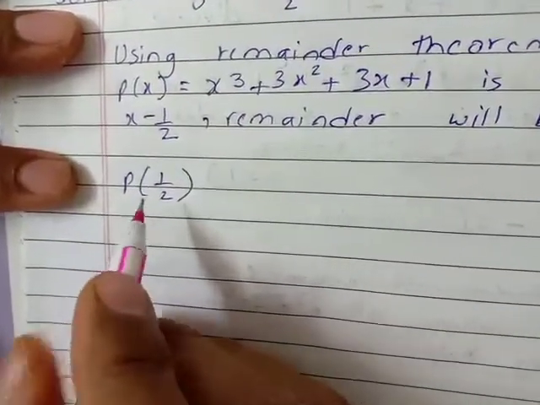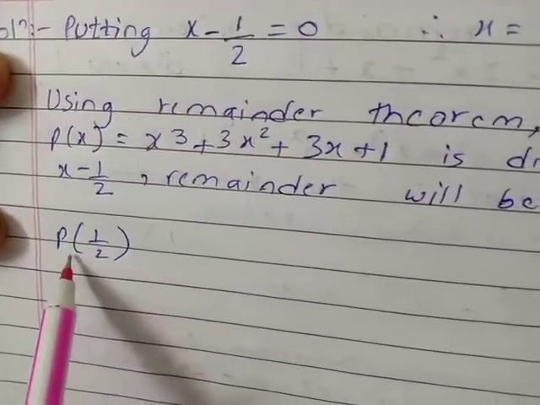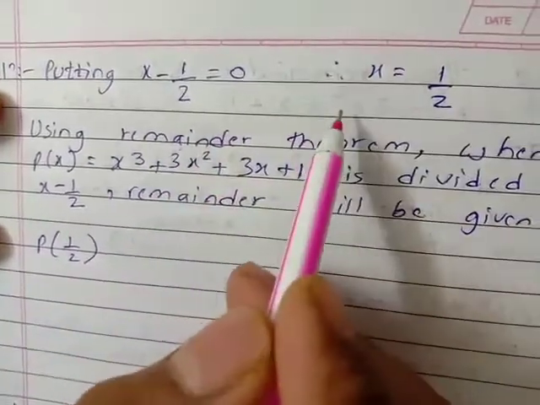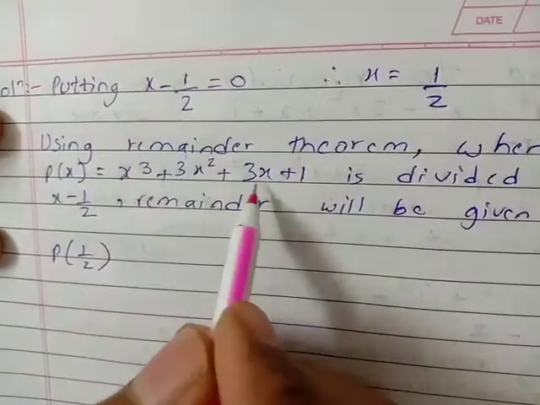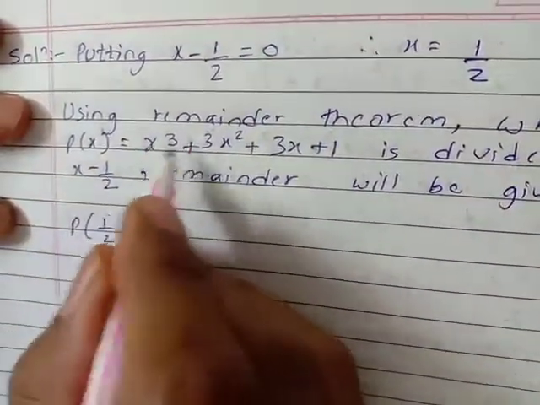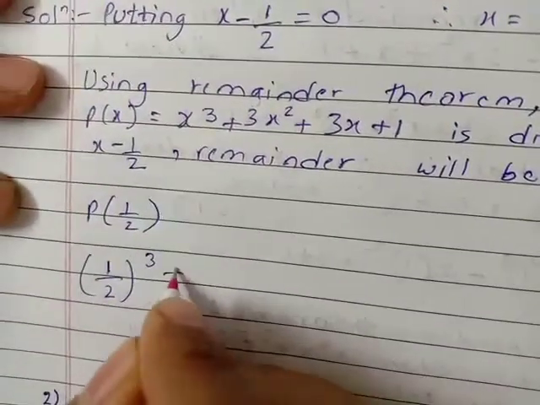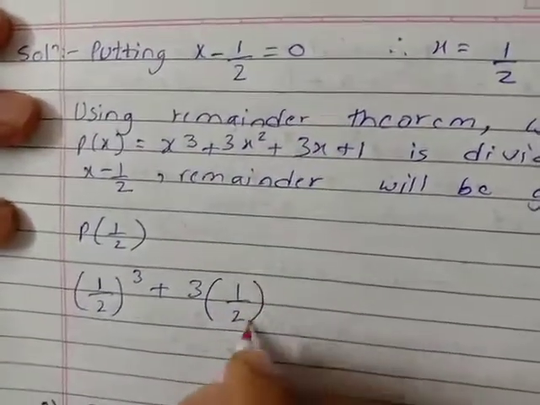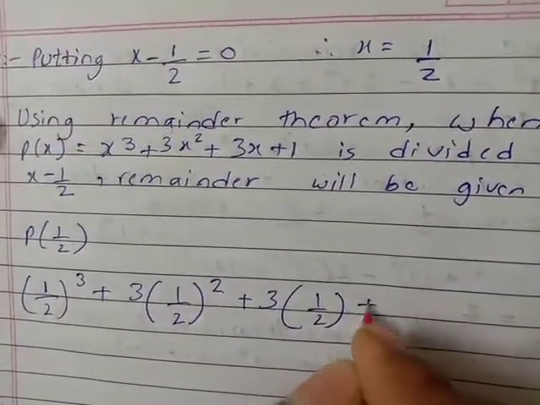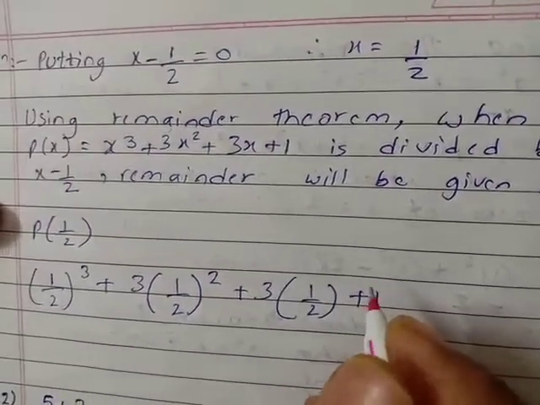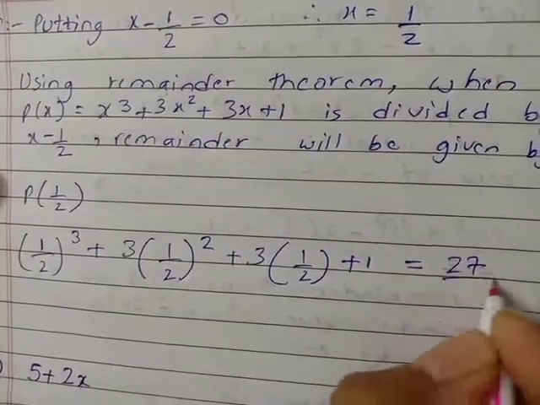now we will put x as 1 by 2. We have got this value x equal to 1 by 2 in this equation. Okay, so x cube will become 1 by 2 whole cube plus 3 into 1 by 2 whole square plus 3 into 1 by 2. This will remain as it is, plus 1. Okay, now if you solve this, the value will be 27 by 8.